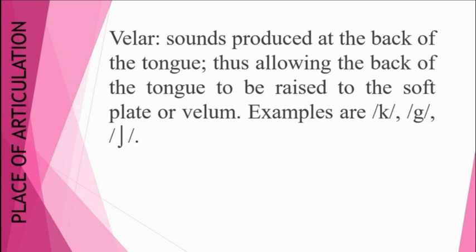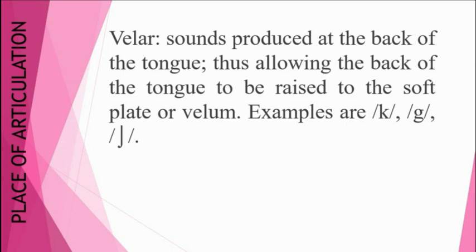So examples are k, g, and ng. So you can see that the three sounds are produced at the back of the mouth, all of them. And in the production of these sounds, the velum will be raised, and so there is no flow of air coming out through the nostril, through the nasal cavity. So all of them will be oral sounds.